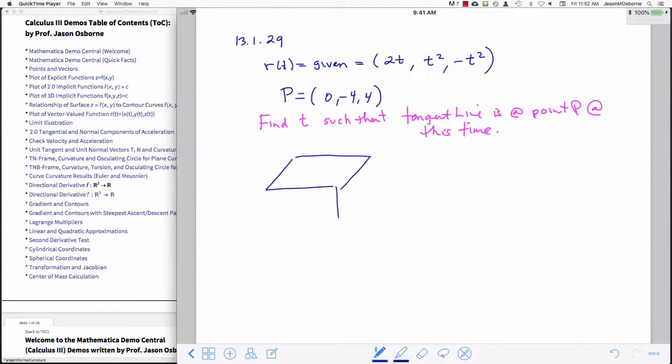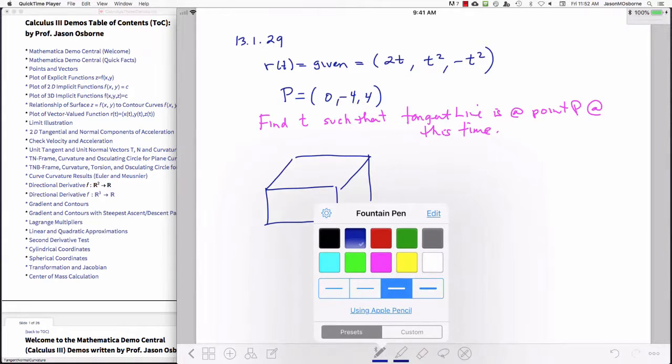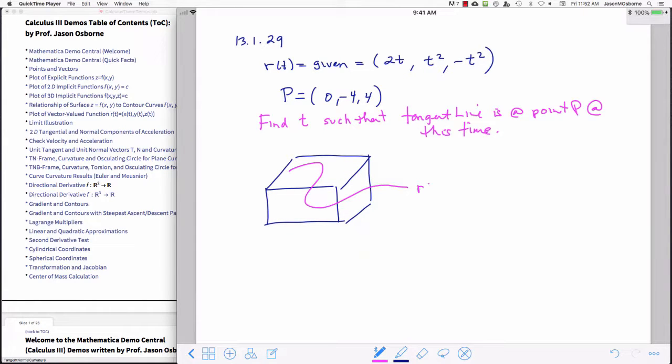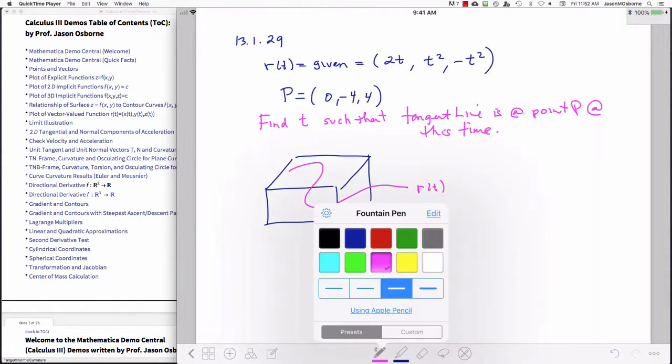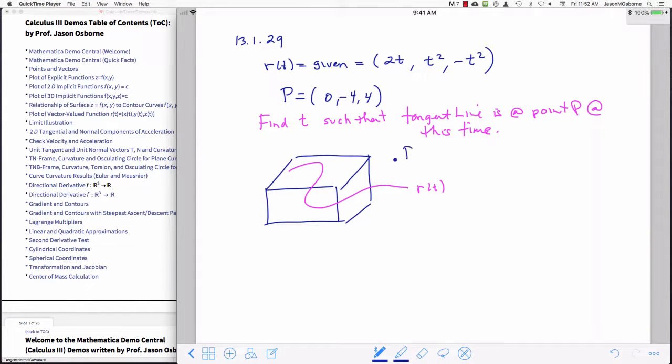Dimensionality wise, we're in three-dimensional space. We have a curve that was given, r of t, and there's a point P in this problem. Point P is out here. At some point you're going to find a tangent line, and this tangent line needs to intersect the point P.